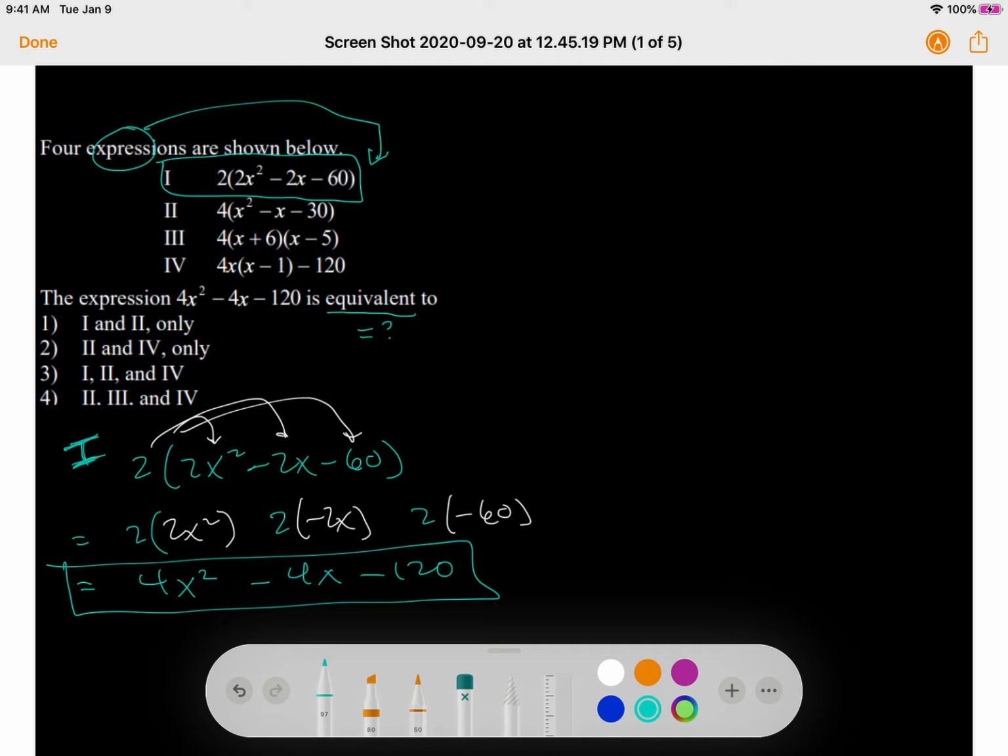So question, does this match the one here in pink? The answer is 4x squared, negative 4x, negative 20. So I'm going to put a check mark up here that says yes, it is equivalent. Okay, so that was the first one. Let's go ahead and do the other ones.